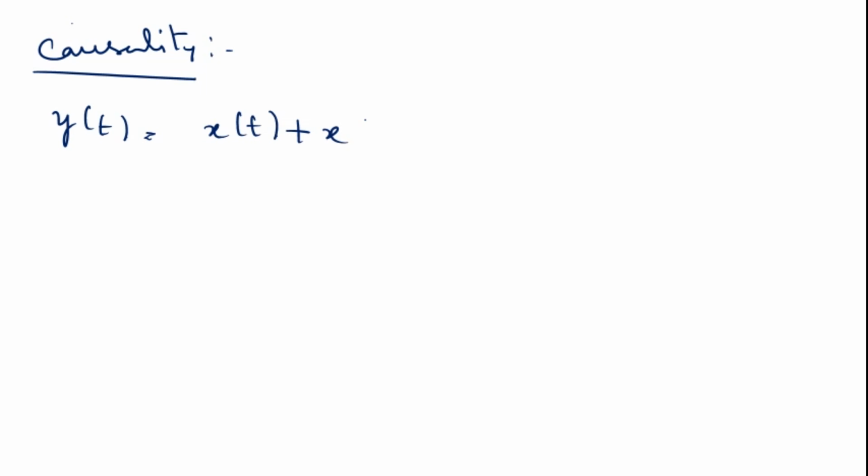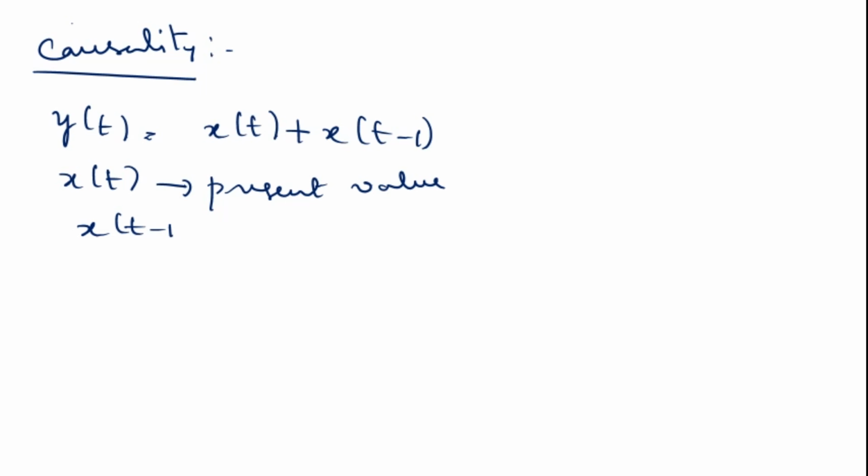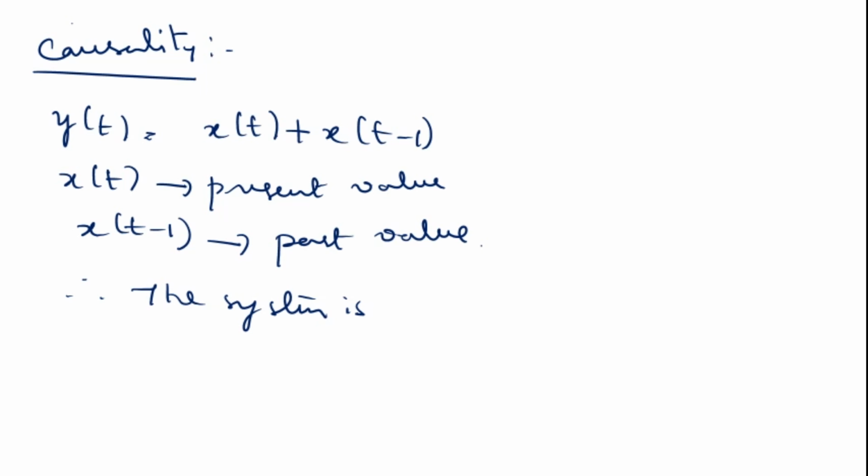Next property, we have causality. Check whether the given system is causal or non-causal. First one, y of t is equal to x of t plus x of t minus 1. That is, x of t is the present value, x of t minus 1 is the past value of the input, hence the system is causal.